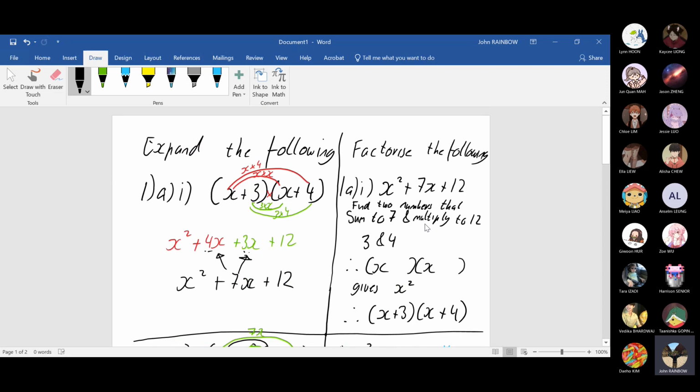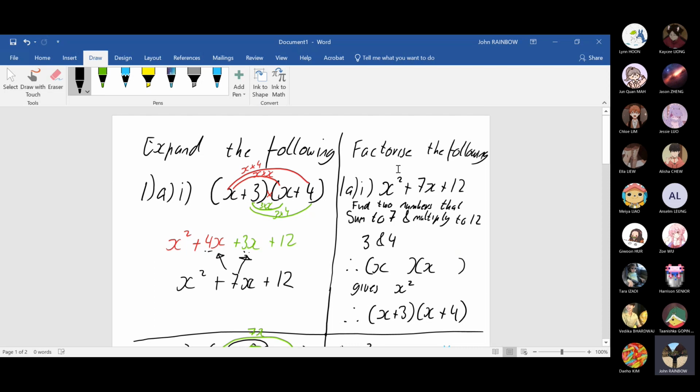I'm just going to stop and reflect, and then I'm going to move on a bit faster. So when we did this expansion, I hope you got that down pat. It's like x by x gives you x squared, x by 4 gives you 4x, 3 by x gives you 3x, 3 by 4 gives you 12. It's why we have the sum of these numbers and those.